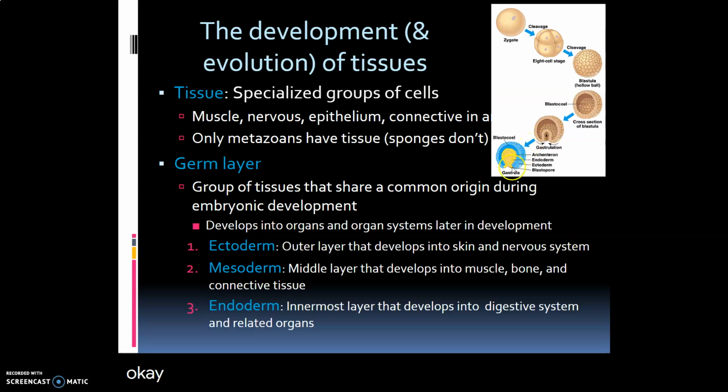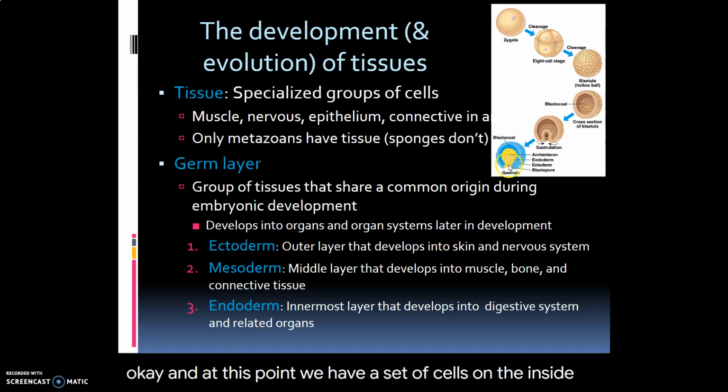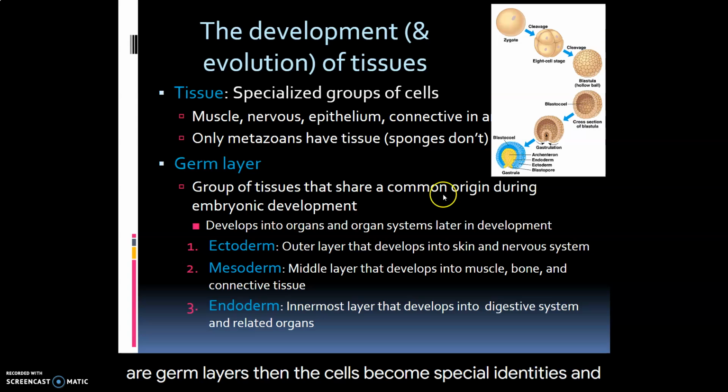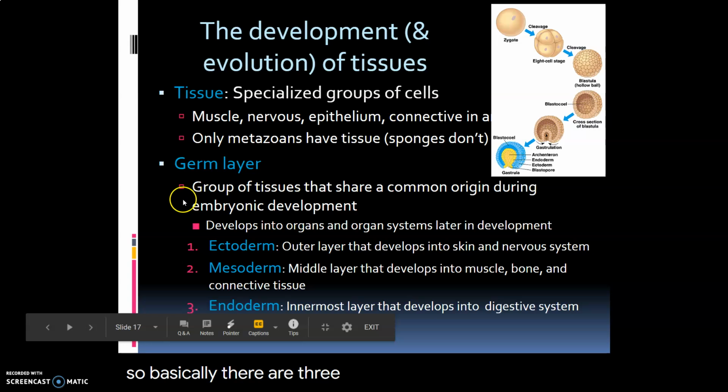Okay. And at this point, we have a set of cells on the inside and a set of cells on the outside. And these at this point are called germ layers. Now, in humans, this happens pretty quickly, within a couple hours to days. But once the cells are germ layers, then the cells become special identities. And so basically, there are three possible germ layers in animal embryos.